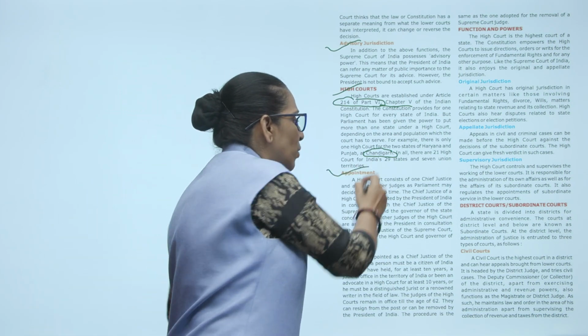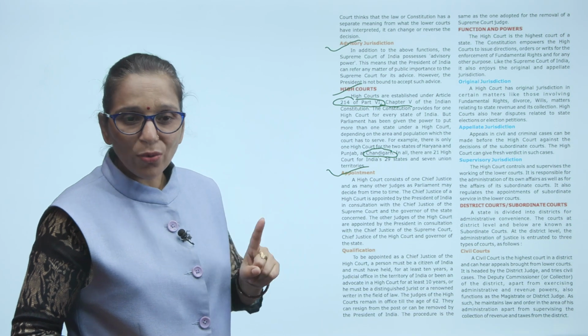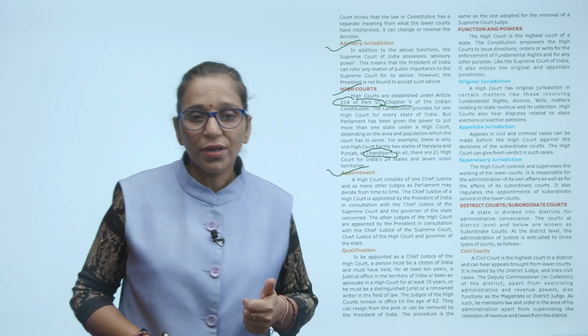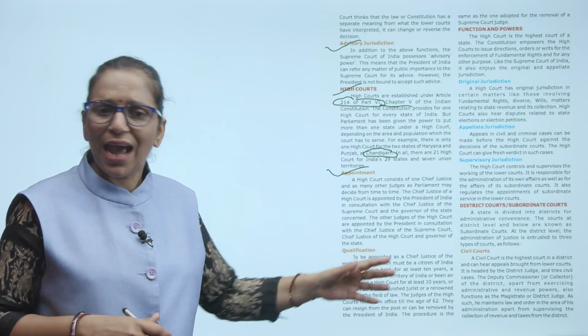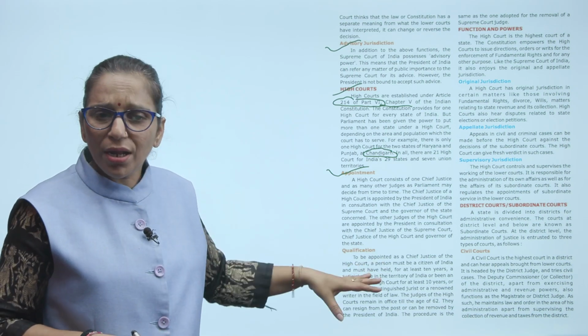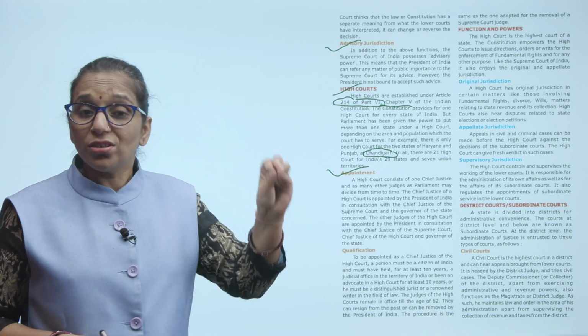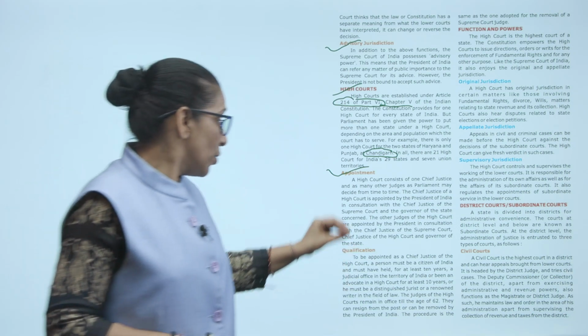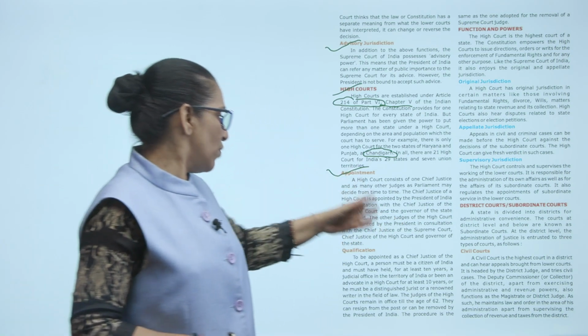Talking about appointment, a High Court consists of one Chief Justice of the High Court. A person must be a citizen of India, must have held at least 10 years of judicial office in any territory of India, or been an advocate in a High Court for at least 10 years, or must be a distinguished jurist or renowned person in the field of law.